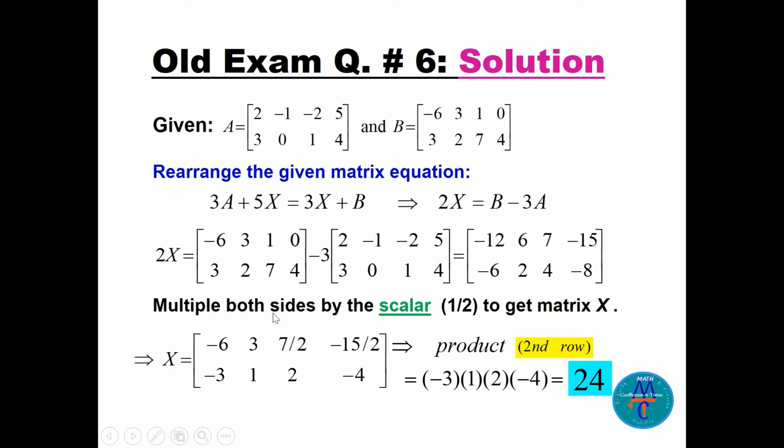Now we need X multiplied by scalar half. Don't say divide, we say multiply by scalar half. So X will be half times this. So it will be minus 6, 3, 7 over 2, minus 15 over 2, minus 3, 1, 2, and minus 4. That is X. Now find the product in the second row. What is the second row here? Minus 3, 1, 2, and minus 4.